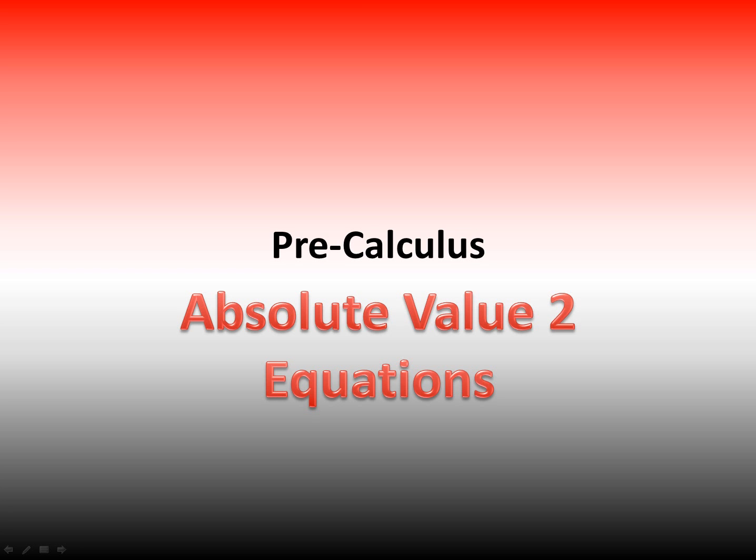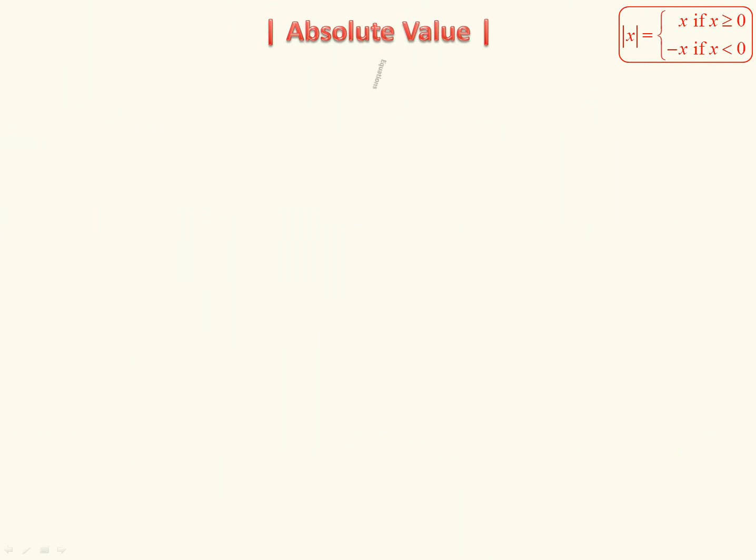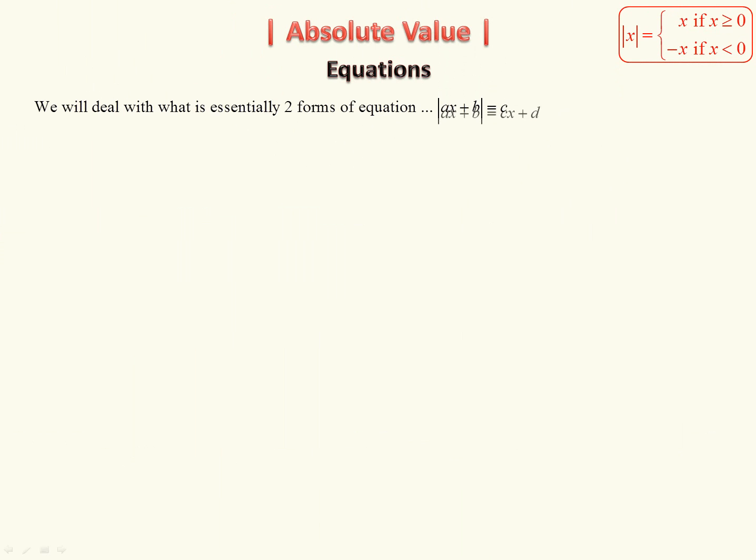Absolute value equations. We're going to look at two forms of the equation, both with the first degree polynomial inside the absolute value. The first with a constant outside, and the second with a first degree polynomial outside.